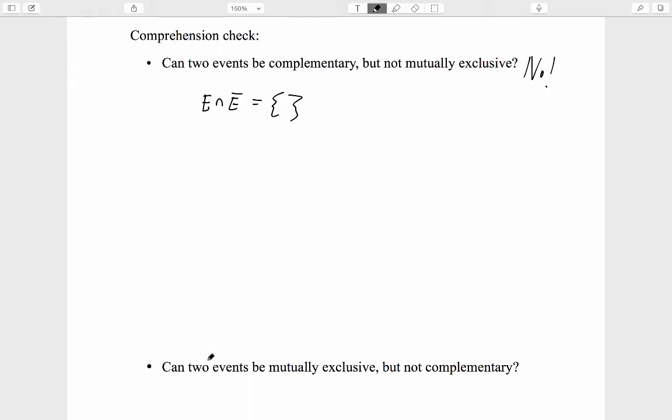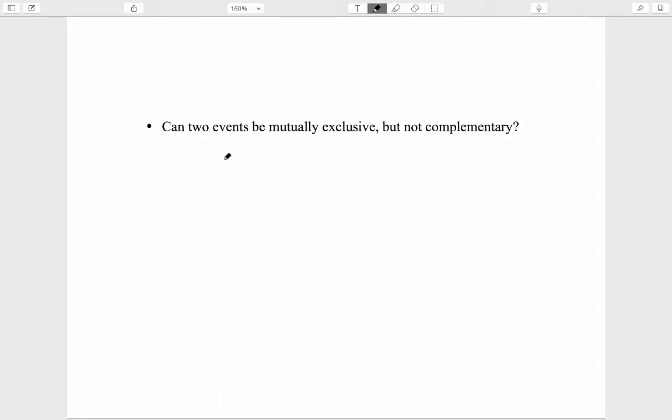Can two events be mutually exclusive but not complementary? Yes, they can. To help see this, consider the event H, that the red die shows a 3. If the red die shows a 3, well, it's certainly the case that it can't also show a 2. That means the intersection of the red die shows a 2 with the red die shows a 3 is empty. There are no outcomes there.